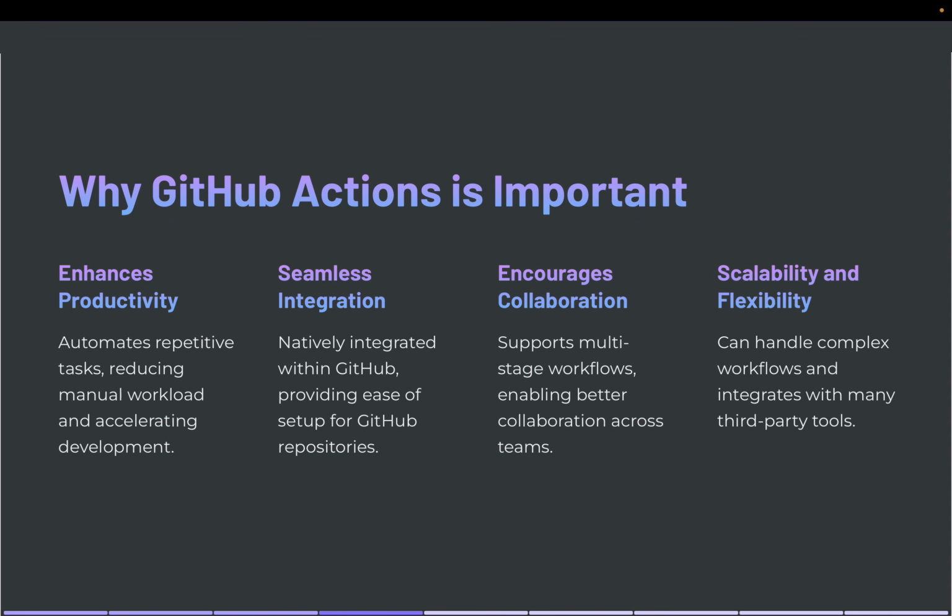It also offers seamless integration since it's built right into GitHub, making it super easy to set up and use. Encouraging collaboration is another highlight, as it supports multi-stage workflows that enable teams to work together more effectively. Lastly, the scalability and flexibility of GitHub Actions allows it to handle complex workflows and integrate seamlessly with various third-party tools, making it suitable for both small projects and large-scale operations.